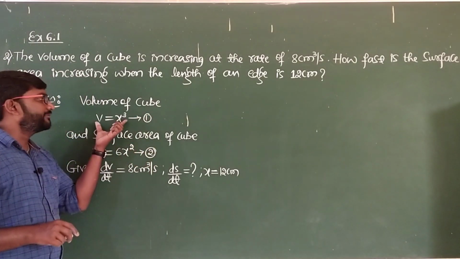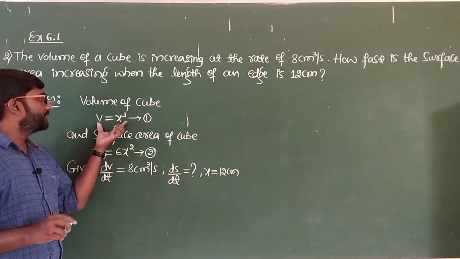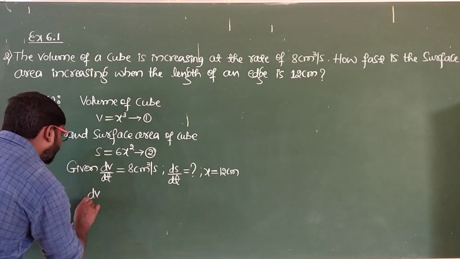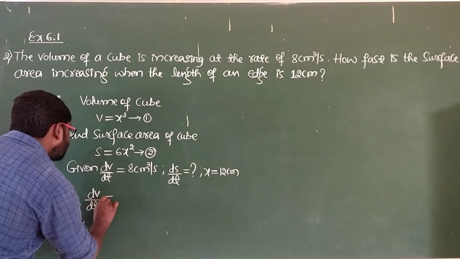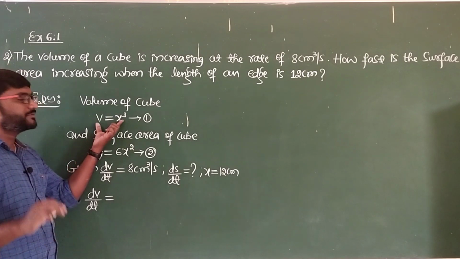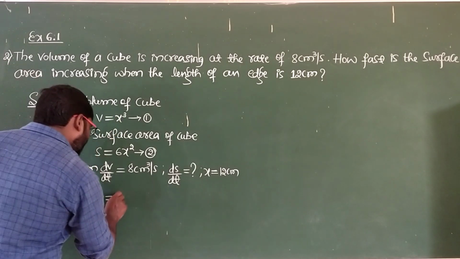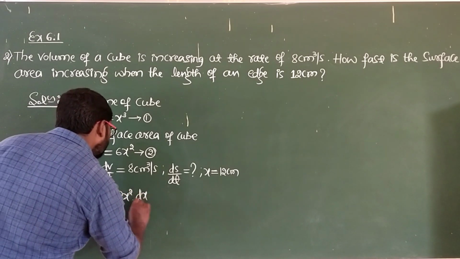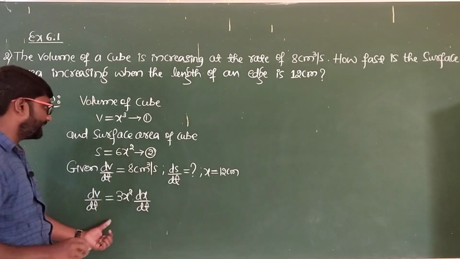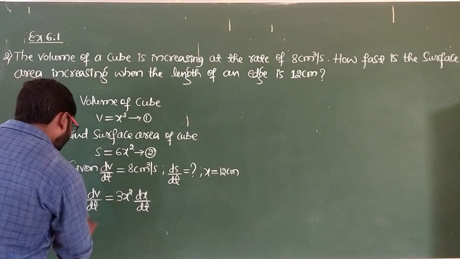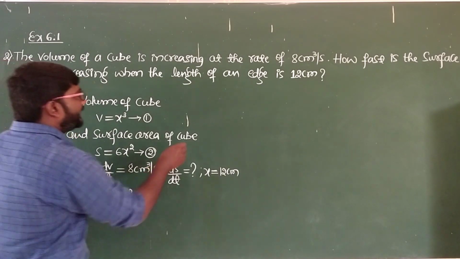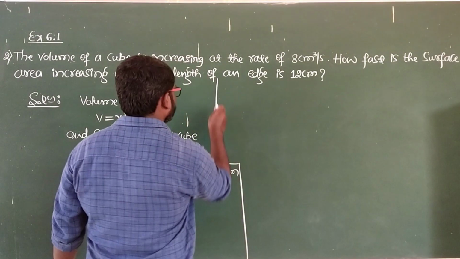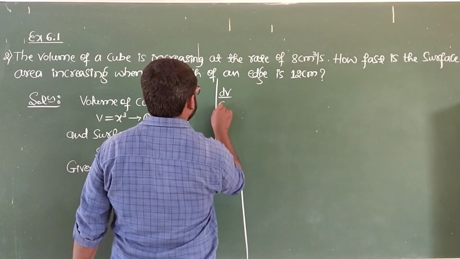Now differentiate equation 1 with respect to t. What do we get? dV by dt equals, we have to differentiate this with respect to t. So we get 3x square into dx by dt, 3x square into dx by dt. So now dV by dt, we'll be writing here.